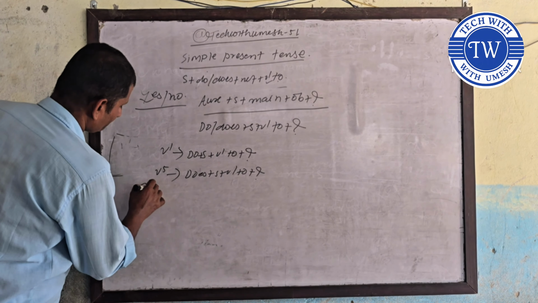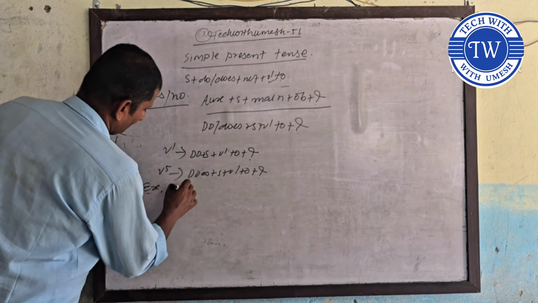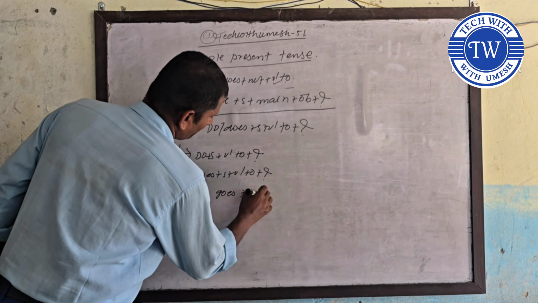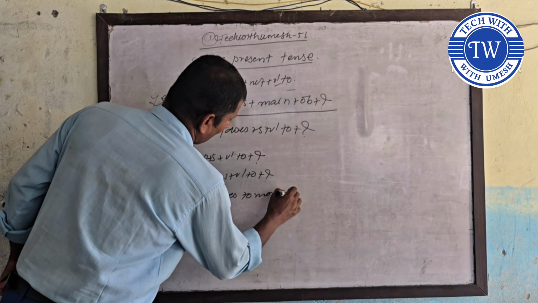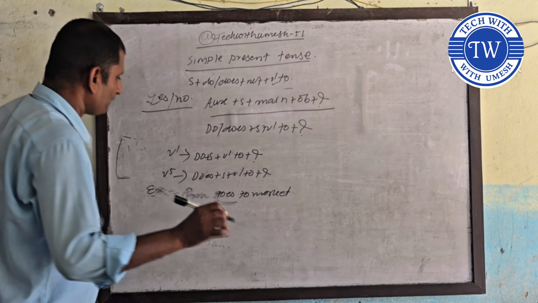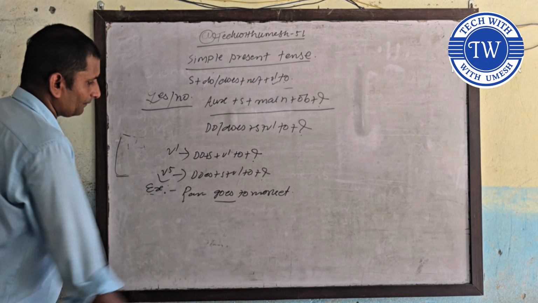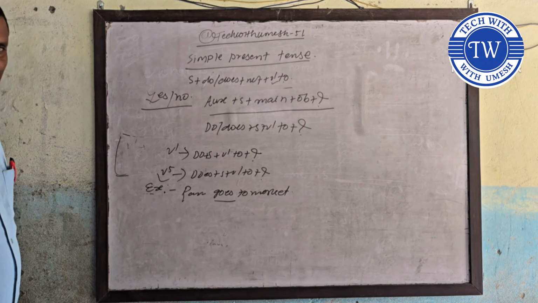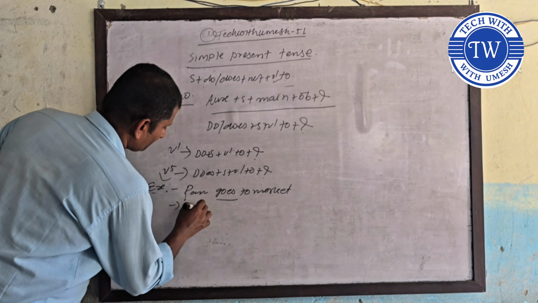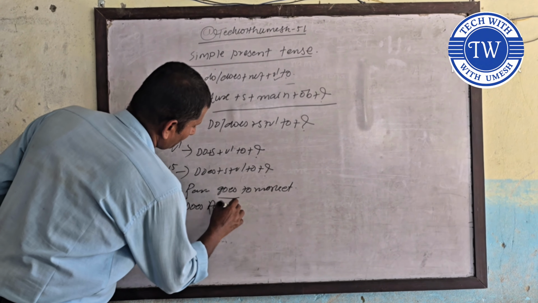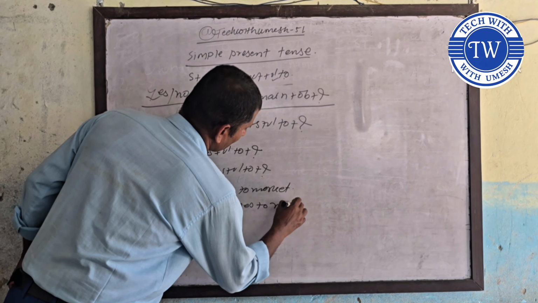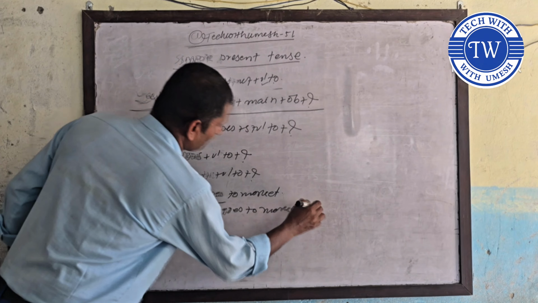Example: Ram goes to market. This is a V5. If there is a V5, then we should use does, subject, V1, object, plus question mark. Does Ram go to market?